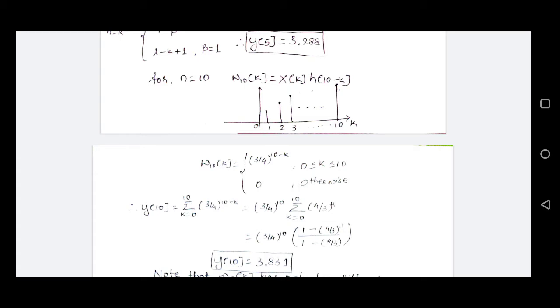And this gives us the concept of convolution summation again. Convolution summation gives us the amount of overlap between the input signal and the impulse response. For lower values of n, the amount of overlap will be less, so the output value is less. For larger values of n, the amount of overlap between the input and impulse response will be more, so the output value is more, 3.831 compared to 3.288.